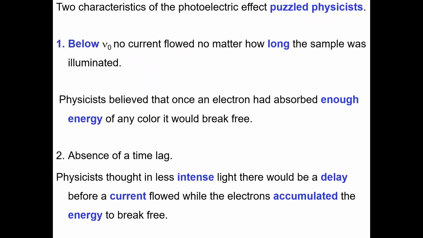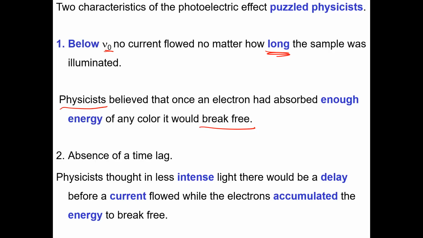So there are a couple of components of the photoelectric effect that really bothered physicists. The first one was that when you are shining light below the threshold frequency, you never get any current no matter how long you shine the light on the metal. Now, what physicists believed was that you could shine the light onto the metal and electrons would absorb energy, and eventually it would store up enough energy that it could break free from the metal, right?